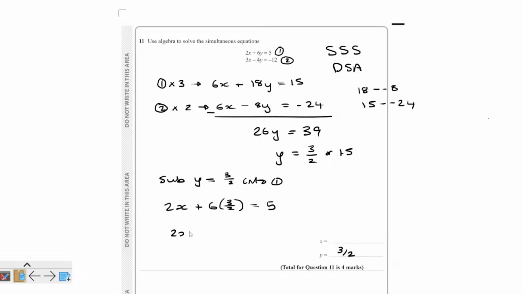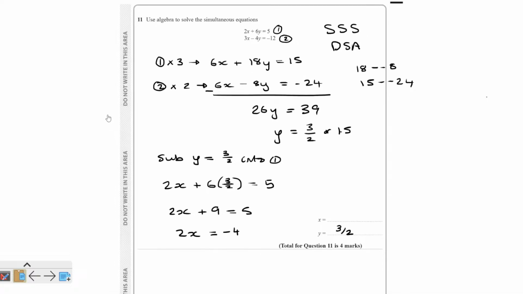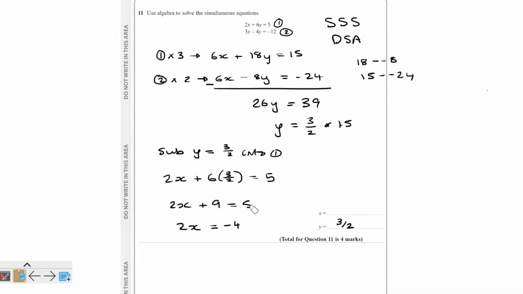So that is 2x plus 9 equals 5. Now that looks a bit more normal, doesn't it? I'm obviously going to subtract 9, which will give me minus 4. I don't know if you can see all of this. Move up a bit, shall we? And then obviously you're going to divide by 2. So that would be minus 2. Make sure you get a negative correct if it is a negative. So x is negative 2, y is 3 over 2, or if you wrote it as 1.5, that's also absolutely fine.